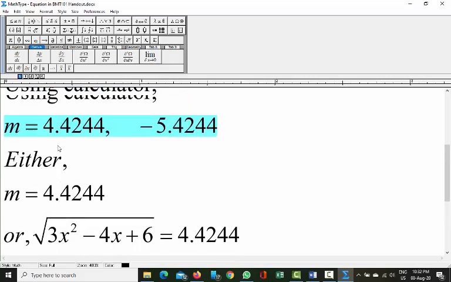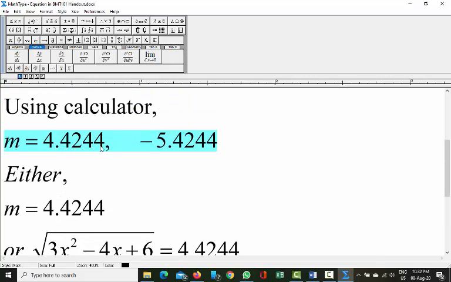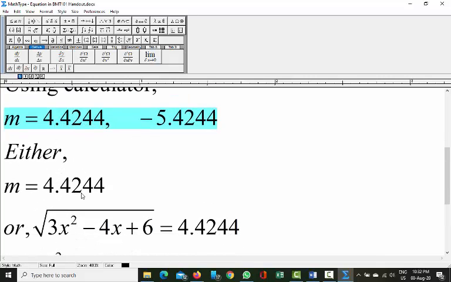So the first value of m is 4.4244. We assume that m is equal to root over 3x square minus 4x plus 6, which is 4.4244.